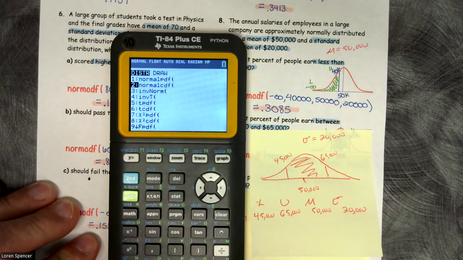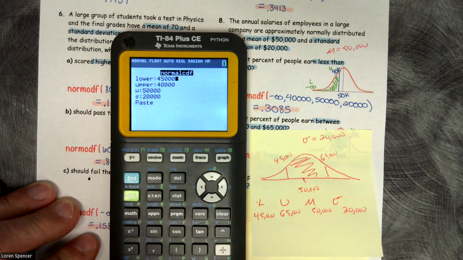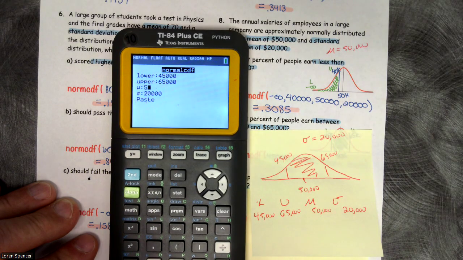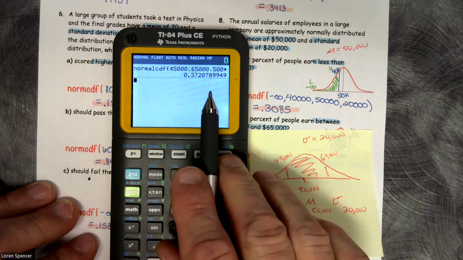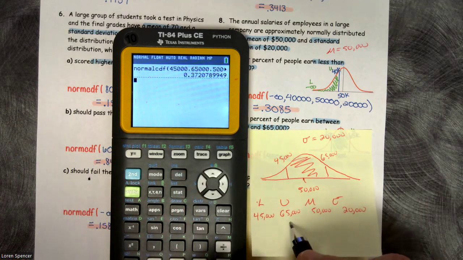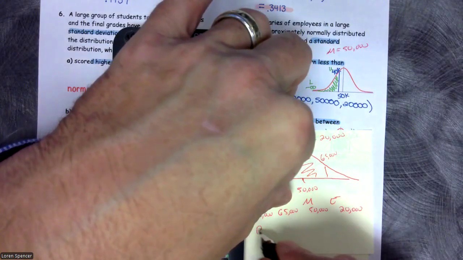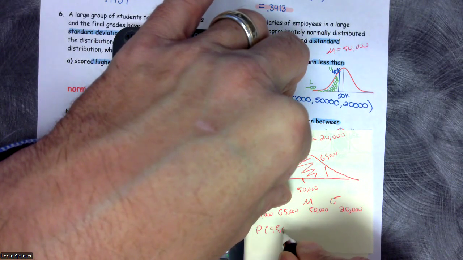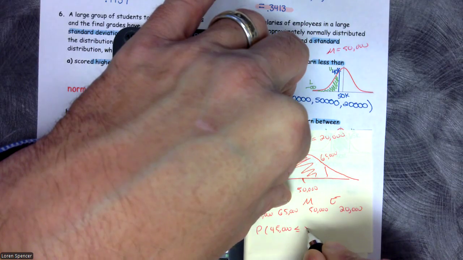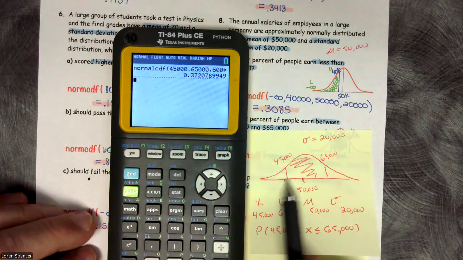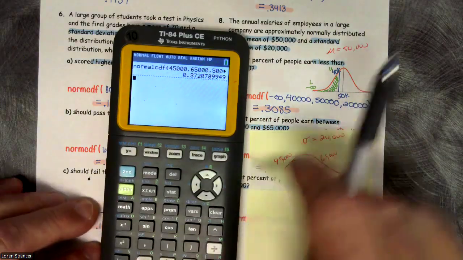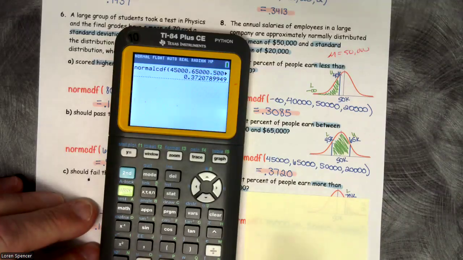Second vars, normal CDF, 45,000, 65,000, mean of 50,000. And we end up getting 0.3720. Now, what I was going to say, if they'd asked for the probability statement, we would have said the probability that 45,000 is less than or equal to X is less than or equal to 65,000. That's my probability statement. And you can see, oh, it's just between 45 and 65. Yep, no big deal. There's 0.3720.